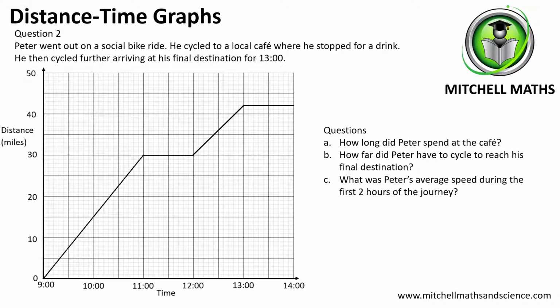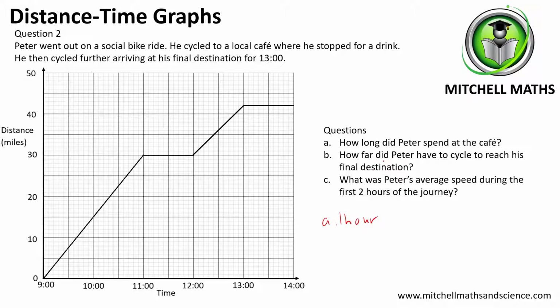Well, if we look at the graph, this is when he set off. This will be when he was at the cafe, and this will be his final ride, and then he'll have reached his destination. So if we look at the time spent at the cafe, it was from 11 till 12, so it was exactly 1 hour.